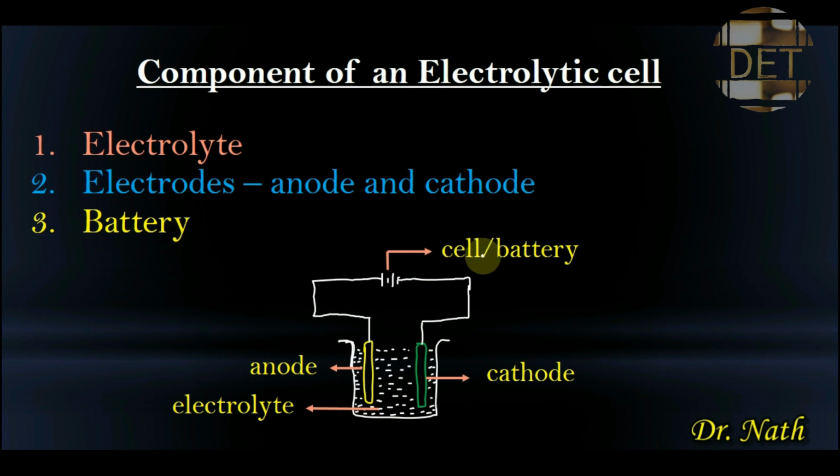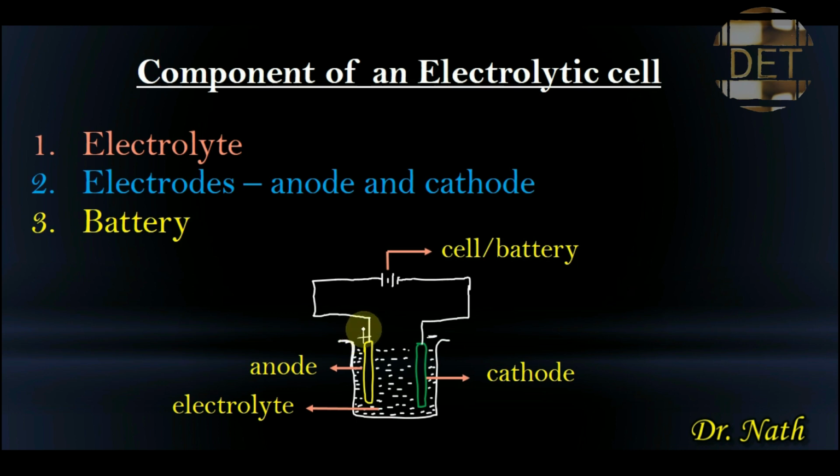So this is the battery, also known as the cell. This is the anode, which is the positive electrode. This is the cathode, which is the negative electrode. And this is the electrolyte. So these are the major components of the electrolytic cell.